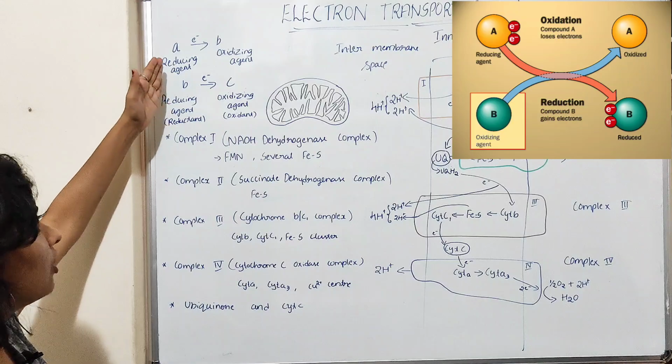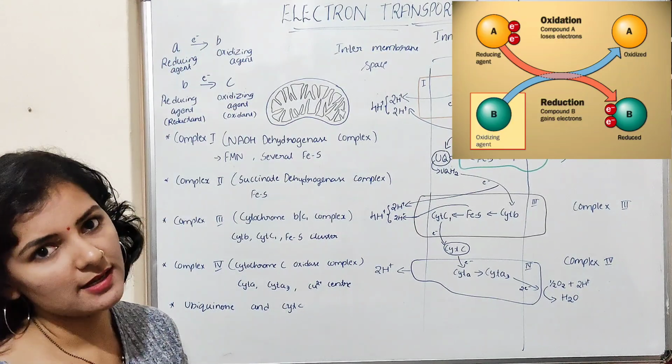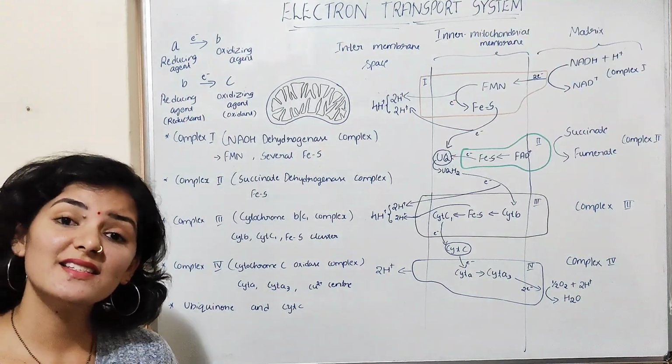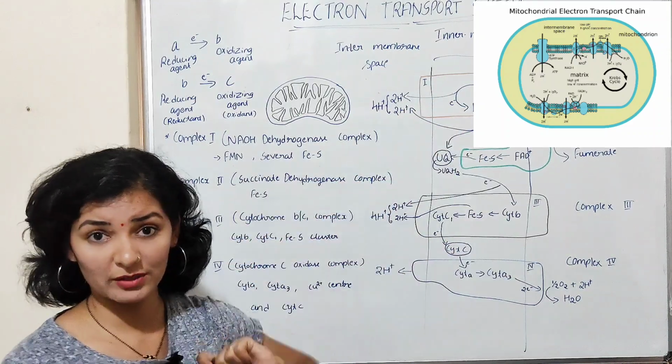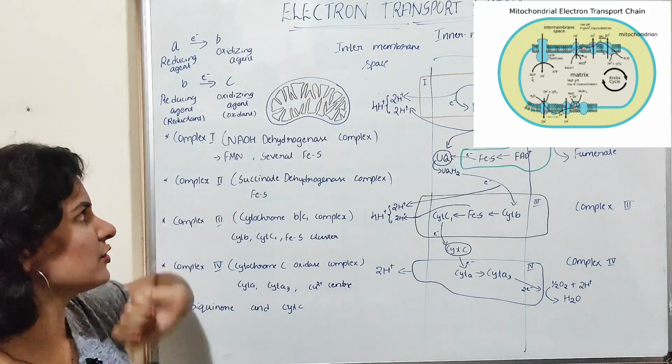So there is an involvement of a reductant and an oxidant, through which the electron is transported from one carrier to another carrier. Where are these carriers present then? These carriers are present in the inner mitochondrial membrane. So the electron transport system, or ETS, takes place in the mitochondria.